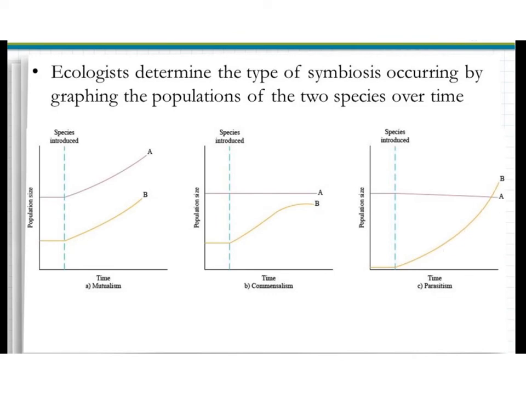Now for the last two, you are going to predict what these graphs are going to look like. You're going to predict what it would look like for competition, and then you're going to pick or draw a picture of a consumer resource, another predation or herbivory relationship interaction.